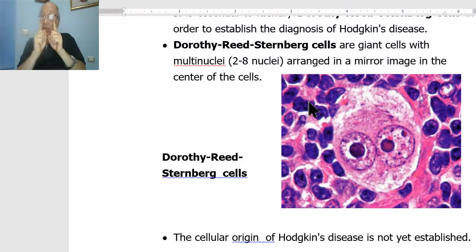And you should take care that in non-Hodgkin lymphoma, there are no Reed-Sternberg cells. No Reed-Sternberg cells in non-Hodgkin lymphoma. The rare type, which is called Burkitt lymphoma, is a malignant tumor of B lymphocytes.